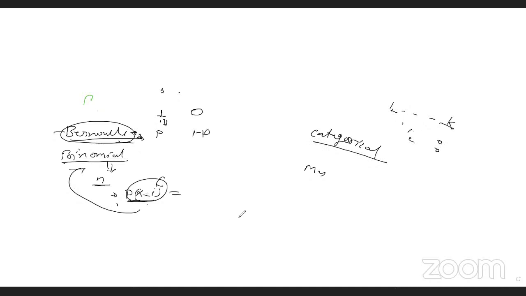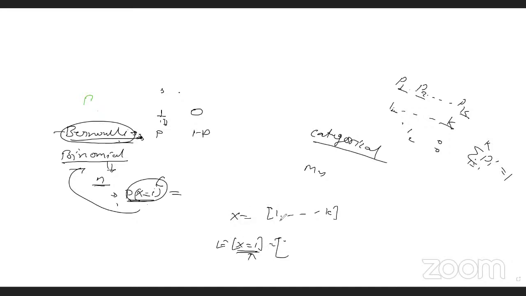Categorical: if x has values 1 to k, what will be the expected value? X equal to 1, whether x is 1 or not, will be p1. Let's say the probabilities are p1, p2, up to pk. These are my parameters here. Obviously the sum over i equal to 1 to k is 1, because these are probabilities. So the expected value will be p1 for 1, p2 for 2, and up to pk.